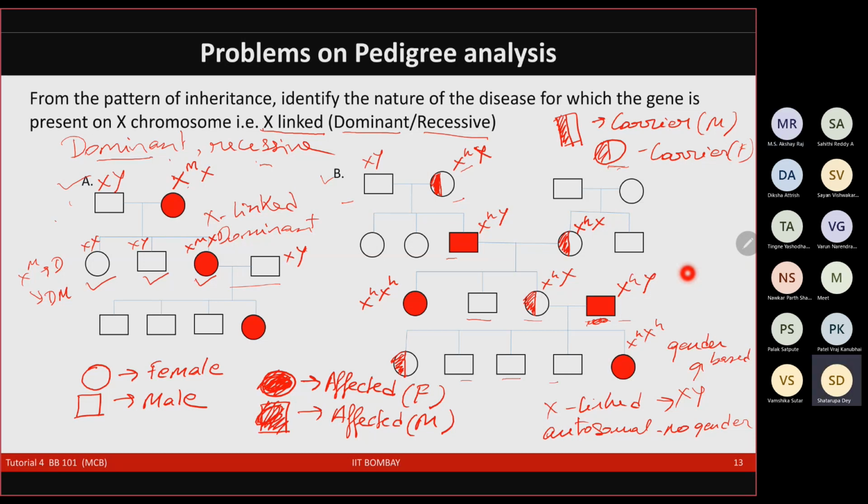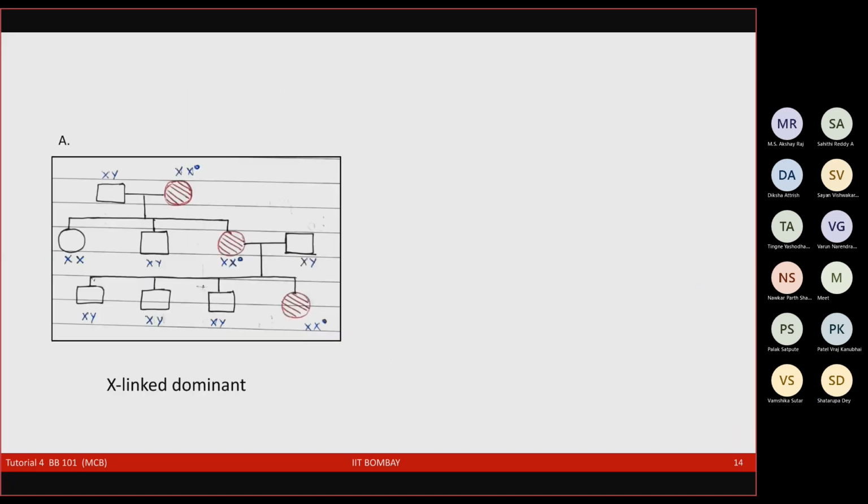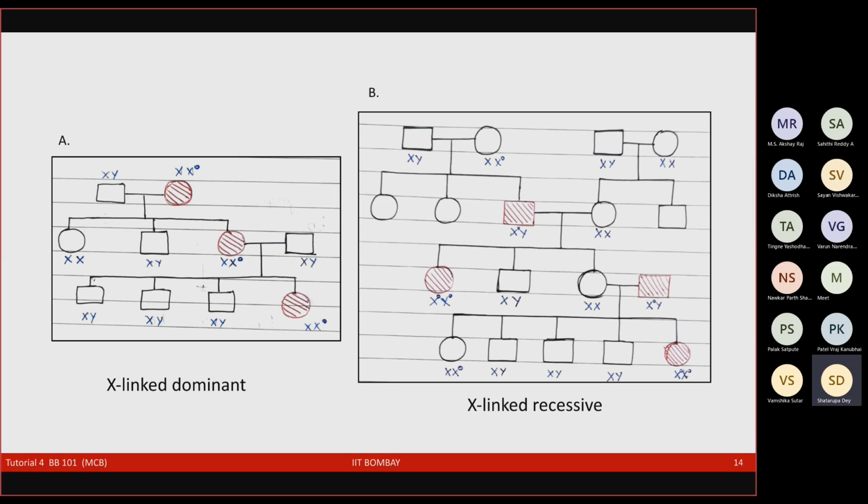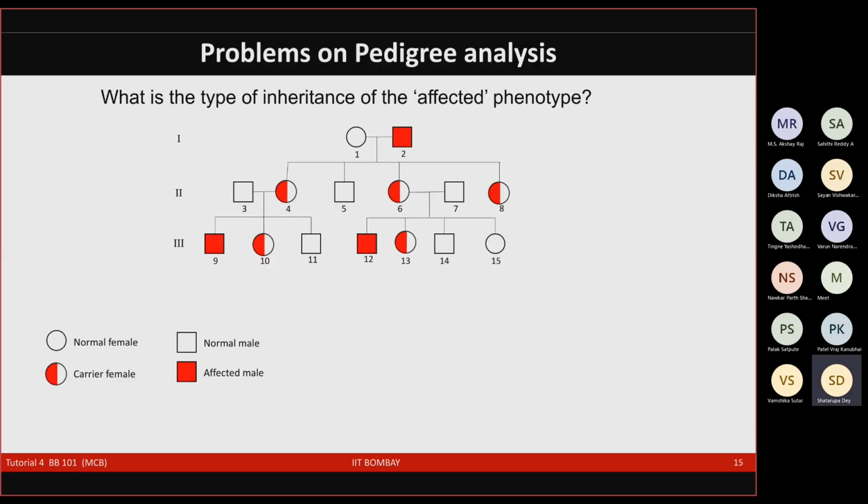So is everybody clear with this one? Okay. So moving ahead. This is just the same thing which I just showed, like they have showed it. Another one is what type of inheritance is of the affected population. So in this pedigree, they have shown the carriers as well.